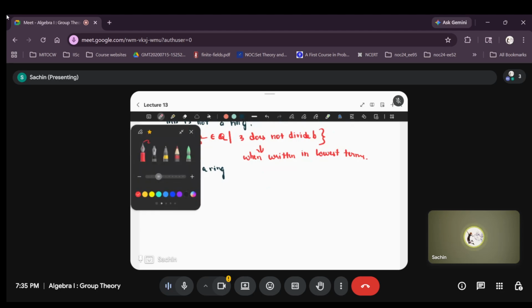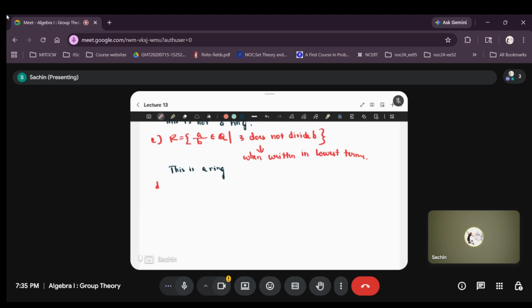But if the number we had taken here was not prime, for example, if we had rational numbers where 4 does not divide the denominator, now this is no longer a ring. For example, half is in the set because 4 does not divide 2. But half times half is 1 by 4. This is not in the set because 4 divides 2 into 2.